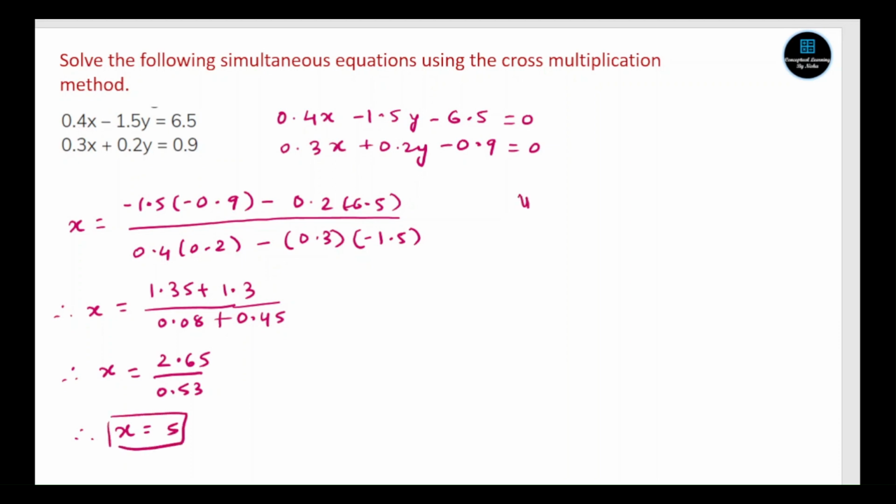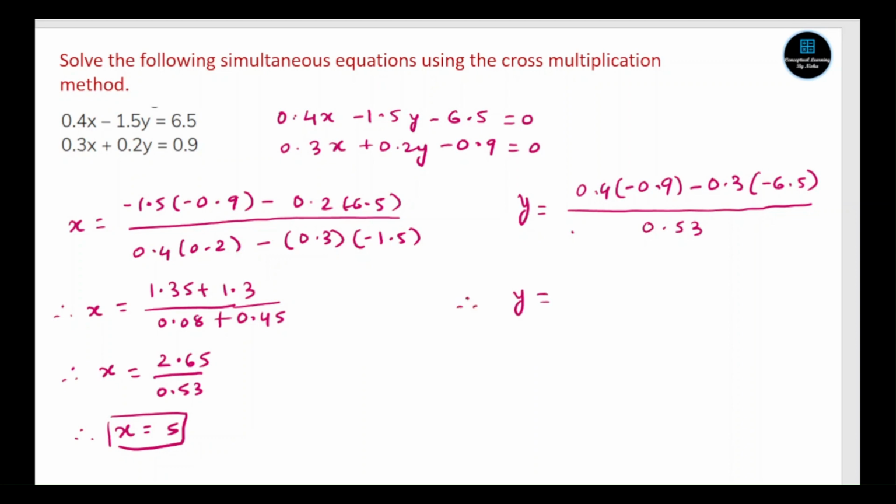Perfect. Now similarly, the y value. So I have to cross multiply the x coefficient with the constant. So 0.4 into minus 0.9 minus 0.3 into minus 6.5. Put the signs carefully so that you can avoid silly mistakes again, right? And then we have the denominator value, so I am not writing that again, okay?